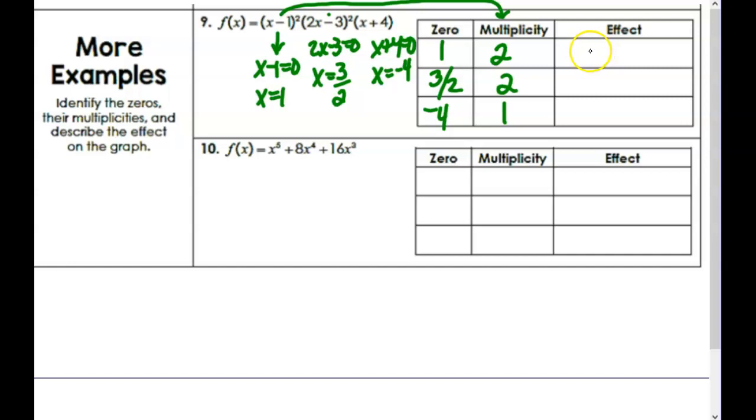Okay, even multiplicity means it bounces. So this is going to bounce or turn around and have a turning point at 1. Also at 3 halves or 1 1/2, it's going to bounce or be tangent to the x-axis. It's going to turn around and have a turning point there. But at negative 4, because the multiplicity is 1, it's actually going to cross the x-axis.